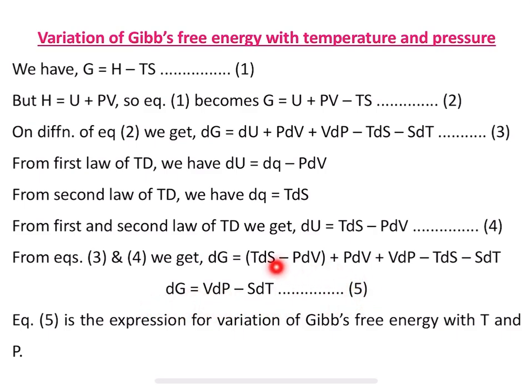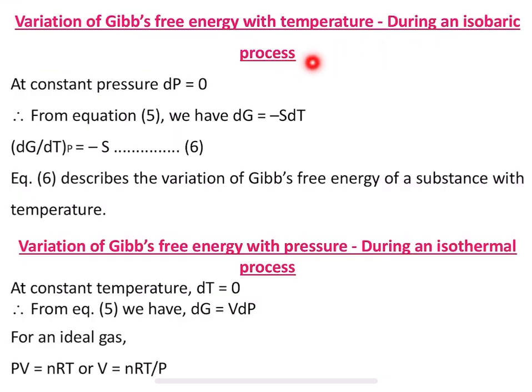Okay, so this is the main equation which we are going to use to understand the variation of Gibbs free energy with the temperature and pressure. Equation number 5 is the equation which we are going to use in understanding these two processes, that is variation of Gibbs free energy with the temperature during an isobaric process and during an isothermal process.